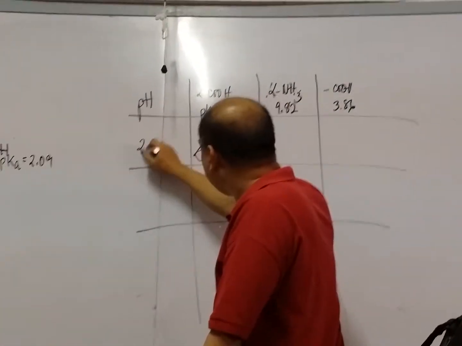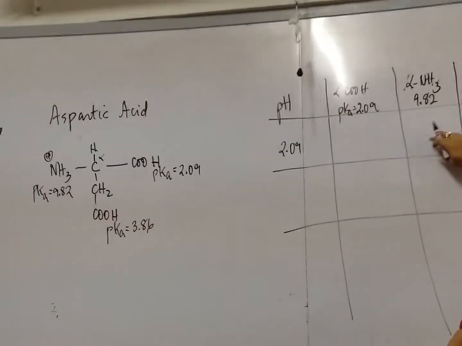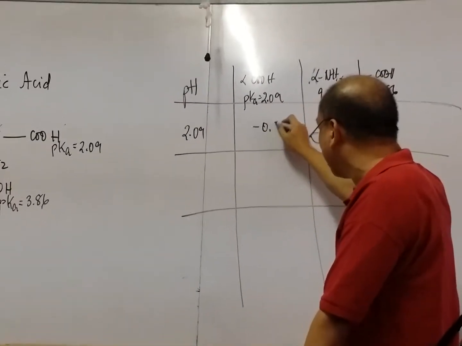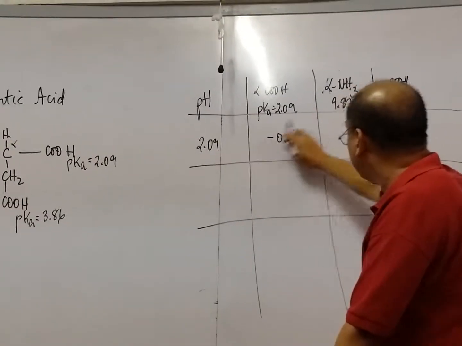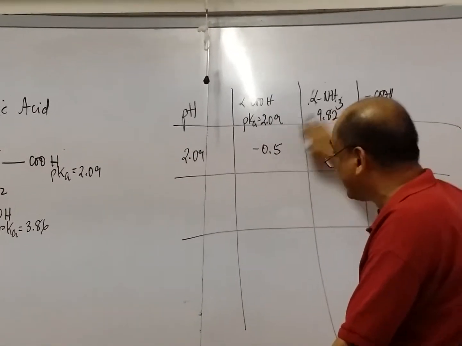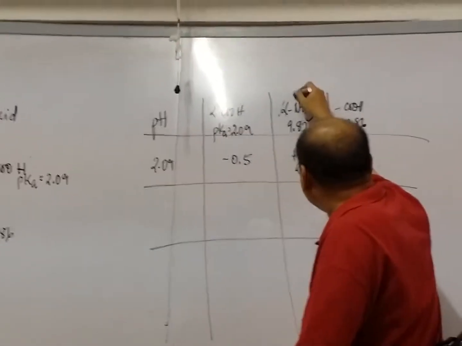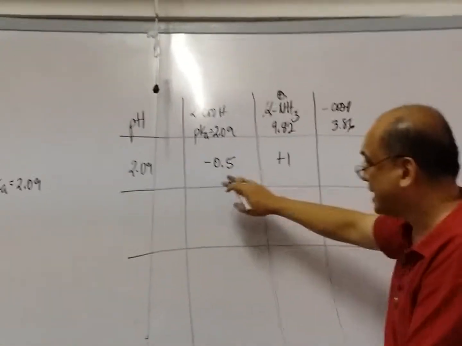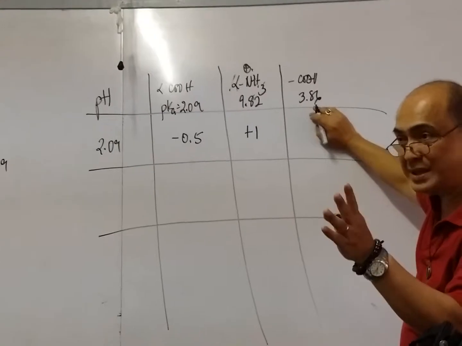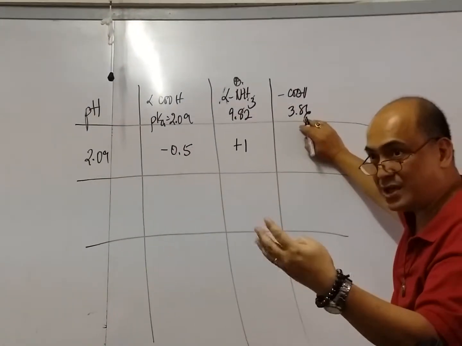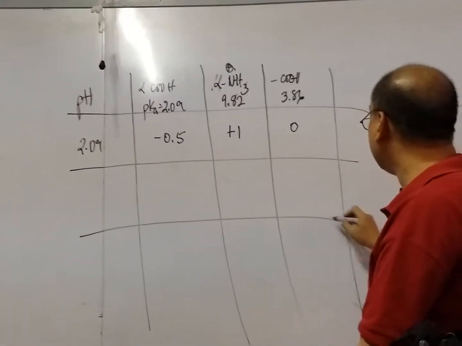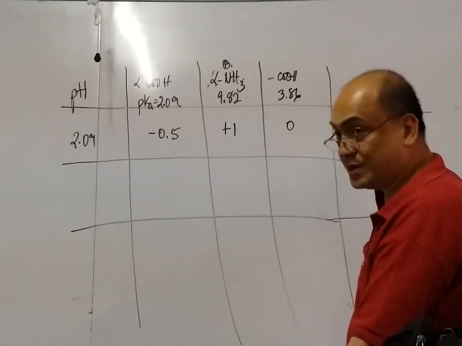So, una natin, pH 2.09. At pH 2.09, half of the COOH is dissociated, so the charge is plus 0.5. The amino group at this pH is basic compared to 2.09, plus 1, kasi meron yan na charge ng plus 1. At pH 2.09, 3.86 is more than one pH unit away from 2.09. So this is 0 charge, kasi it's more than one pH unit.